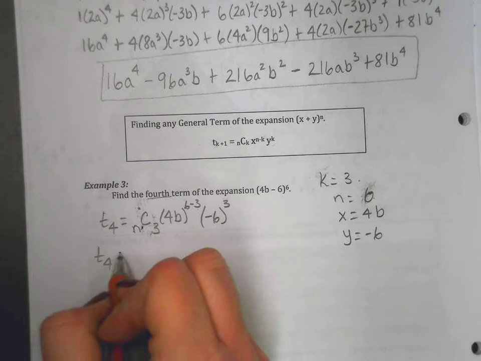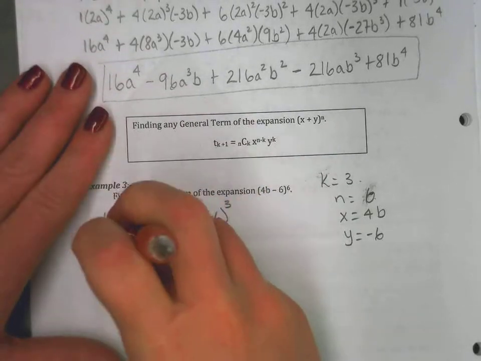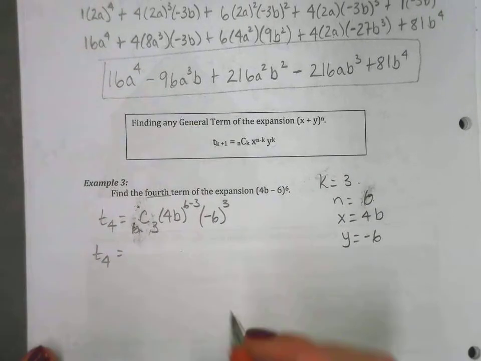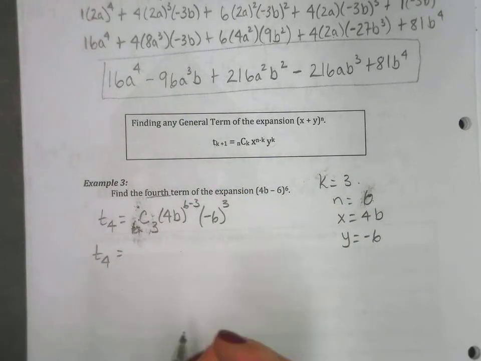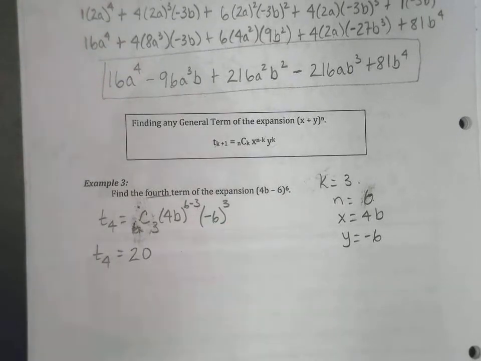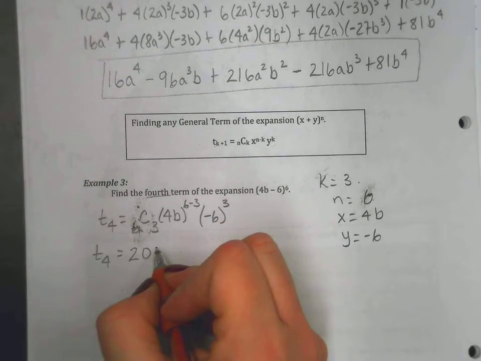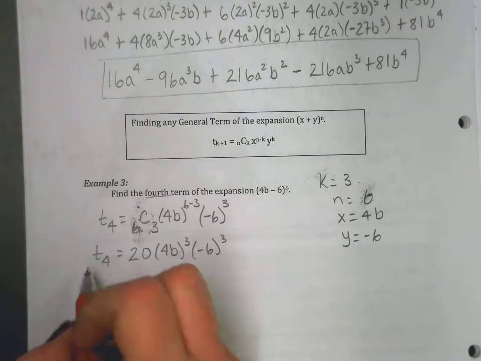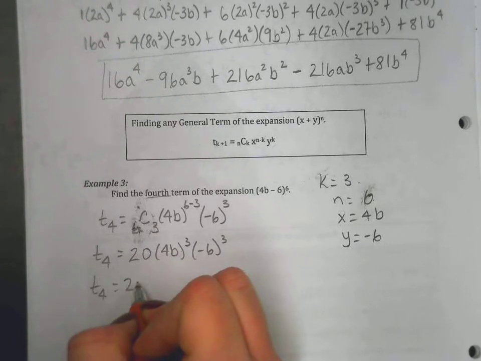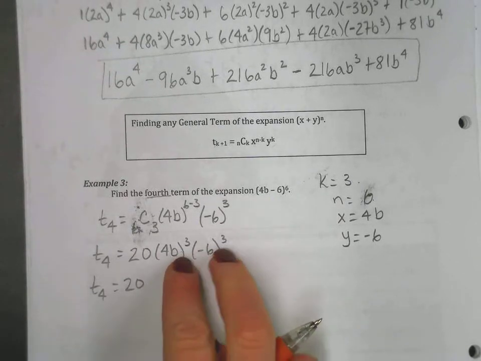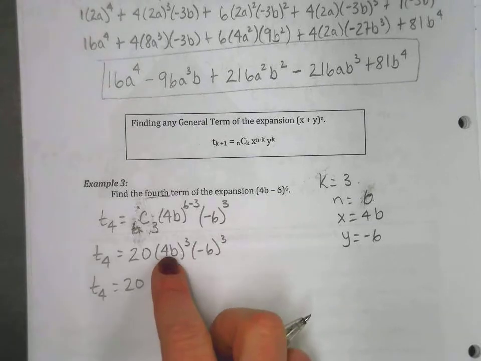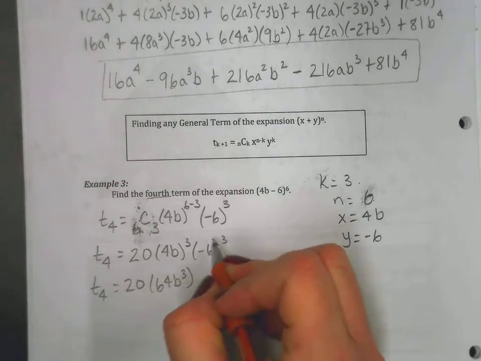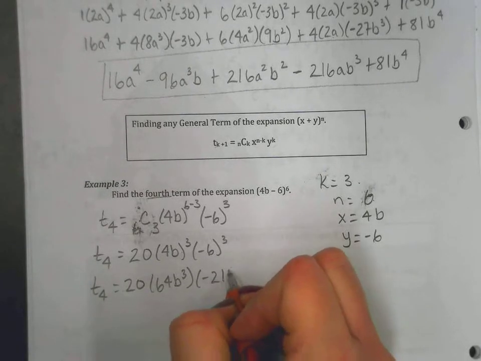So for my fourth term, now I'm going to start to evaluate. Oops, this n value should be 6. So I'm going to take 6 combination 3, which gives me 20. 4b to the power of technically 3, so I'll just rewrite this. Now I'm actually going to start to take these to the powers of 3 and 3. So 4 to the power of 3 ends up to be 64b cubed. Negative 6 to the power of 3 is negative 216.